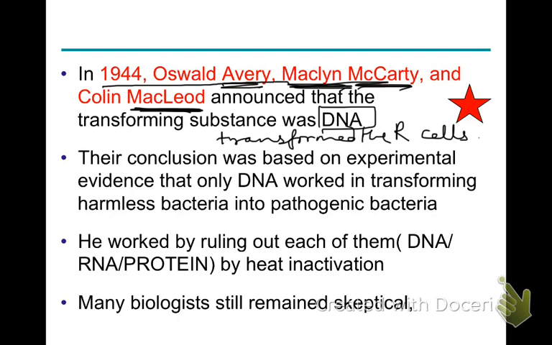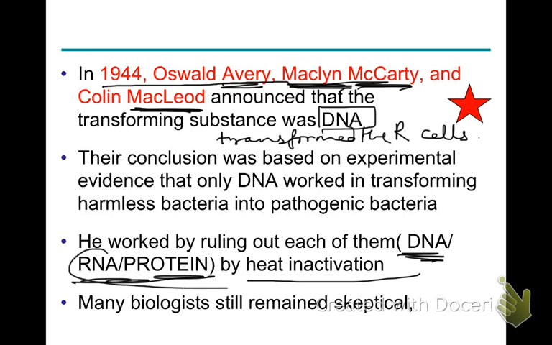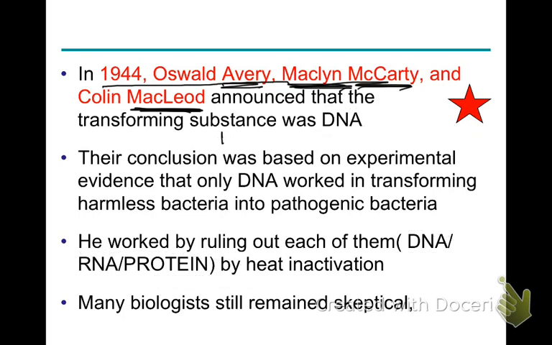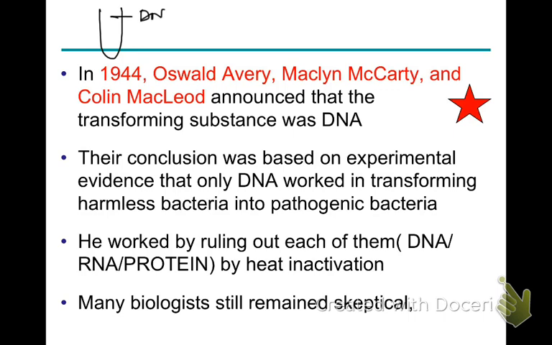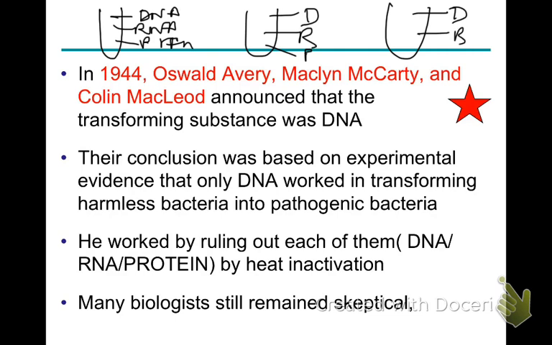That was the conclusion. But how did they go about doing this? The first thing they did was rule out RNA and protein, a process of elimination. So they heat inactivated the other two materials in each of the materials that they injected into the mouse. For example, in one test tube, if they have DNA, RNA and protein, in one he inactivated the DNA, in another he inactivated the RNA, and in another he inactivated the protein.